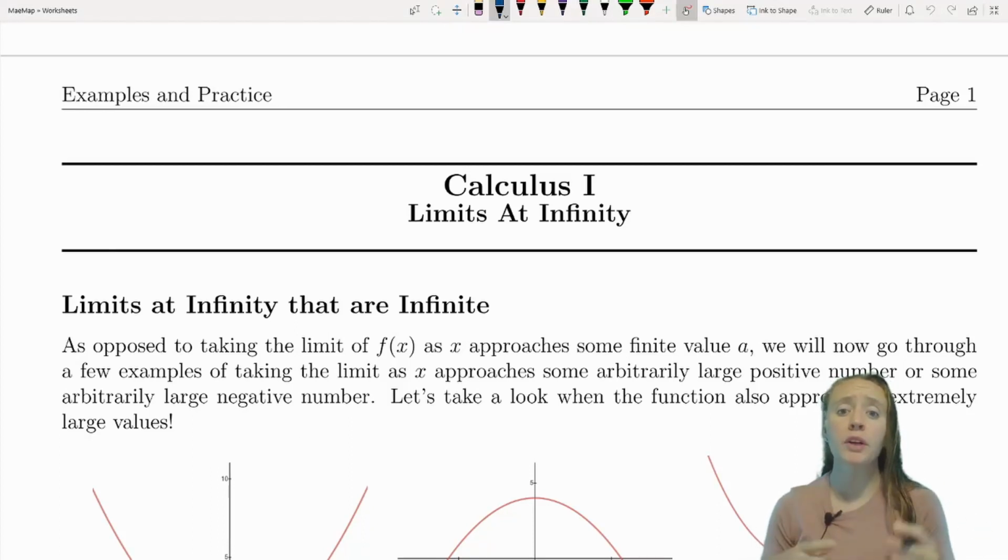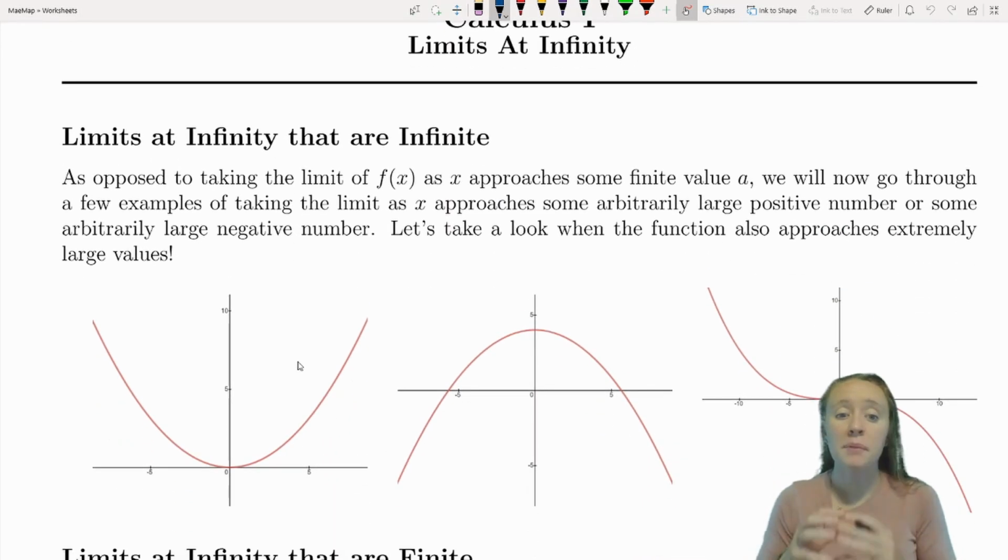In today's video, we're going to go over limits at infinity. Now, limits at infinity, as x approaches infinity, we're either going to have our function approach some finite value, or our function is going to approach some infinite value. So, as opposed to taking the limit of f of x as x approaches some finite value a, we're now going to go through a few examples of taking the limit as x approaches some arbitrarily large positive or negative number, so as x approaches infinity or negative infinity.